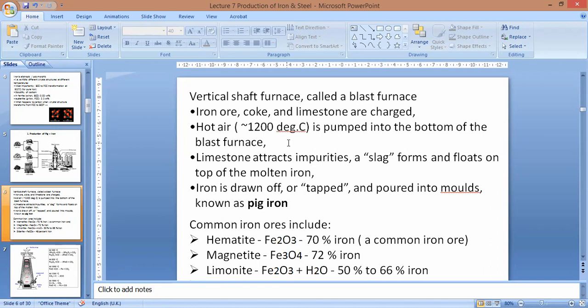So you have hot air at approximately 1,200 degrees Celsius pumped into the bottom of the blast furnace. So you pump in hot air, and then the limestone attracts impurities, and the slag forms and floats on top of the molten iron. So the slag is basically the impurities coming from the iron ore that float on top of the molten iron. And this iron is drawn off or tapped and poured into molds known as pig iron. So that molten iron is what is tapped into these molds, which are known as pig iron.